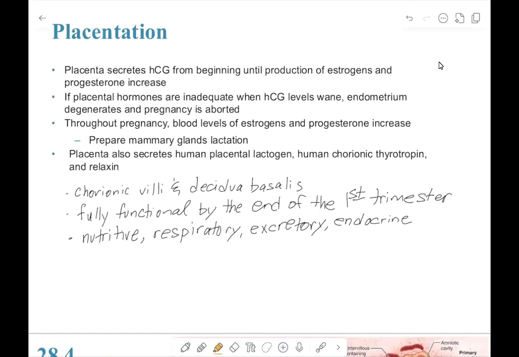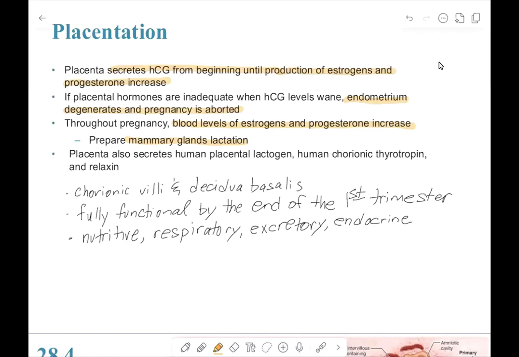Remember, the placenta secretes HCG from the beginning until production of estrogens and progesterones increase. If the placental hormones are inadequate when the HCG levels wane, the endometrium does unfortunately degenerate and the pregnancy is aborted. So throughout pregnancy, those levels of estrogens and progesterones are going to continue to increase because they need to prepare the mammary glands for afterbirth during lactation.